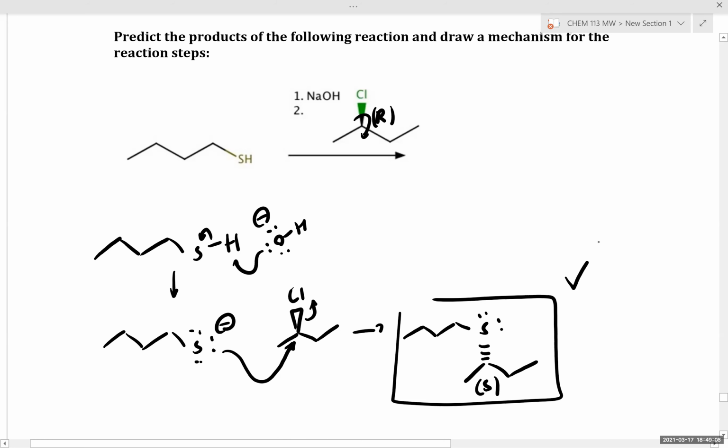Perfect. Does this mechanism make sense to everyone? Any questions on this example?